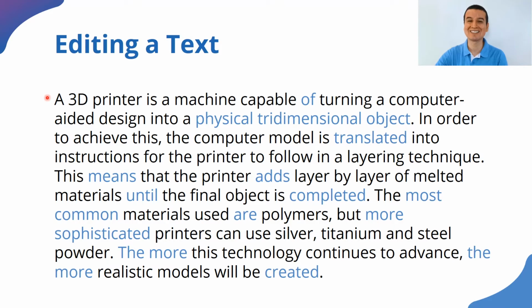Practice, please. A 3D printer is a machine capable of turning a computer-aided design into a physical tridimensional object. In order to achieve this, the computer model is translated into instructions for the printer to follow in a layering technique. This means that the printer adds layer by layer of melted materials until the final object is completed. The most common materials used are polymers, but more sophisticated printers can use silver, titanium, and steel powder. The more this technology continues to advance, the more realistic models will be created.